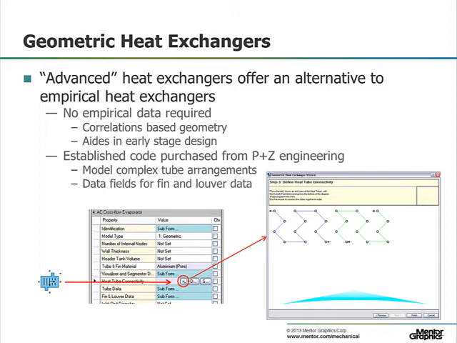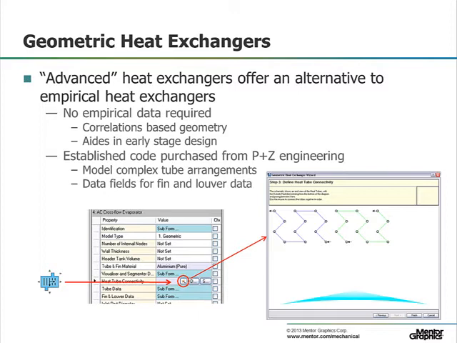Advanced or geometric heat exchangers represent the second method by which heat exchangers can be simulated. In contrast to the empirical type heat exchangers we previously saw, advanced heat exchangers allow an engineer to use strictly geometric data to define their behavior. This becomes very useful when no test or manufacturer's data is available to use.